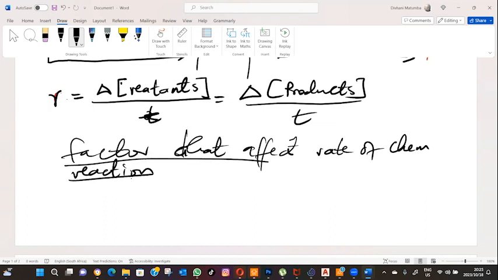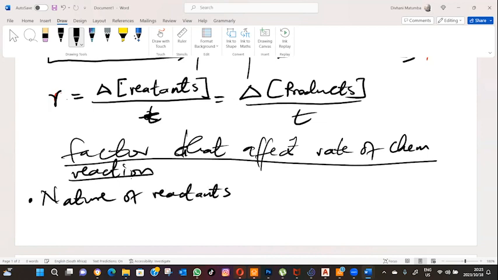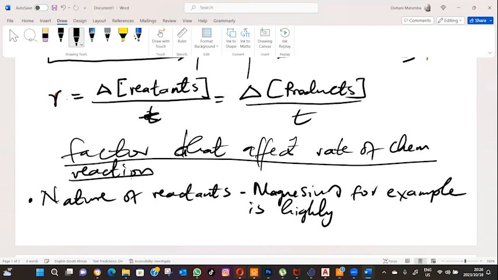Factors that affect the rate of chemical reactions. First one, it is the nature of the reactants. I mean, magnesium, for example, is highly reactive.